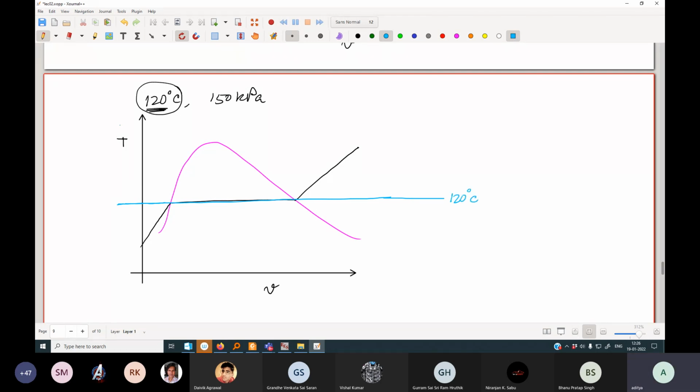Because on the y-axis I now have temperature, I cannot work with pressure directly. So first things first, I must find out the value of the isobar. This is the entire isobar. So I must know what the saturation pressure at T equal to 120 degrees Celsius is. So let me find out P sat at T equal to 120 degrees Celsius for steam.